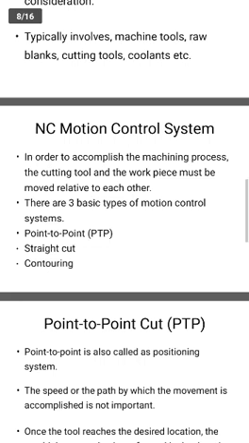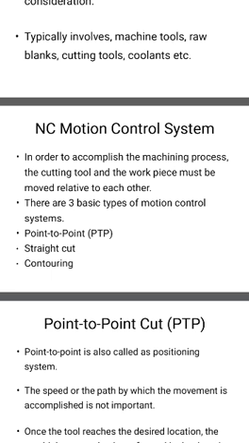Next, NC motion control. What is the numerical control motion system? In order to accomplish the machining process, the cutting tool and the workpiece must be moved relative to each other. While the machining process is running, these two will be moving.